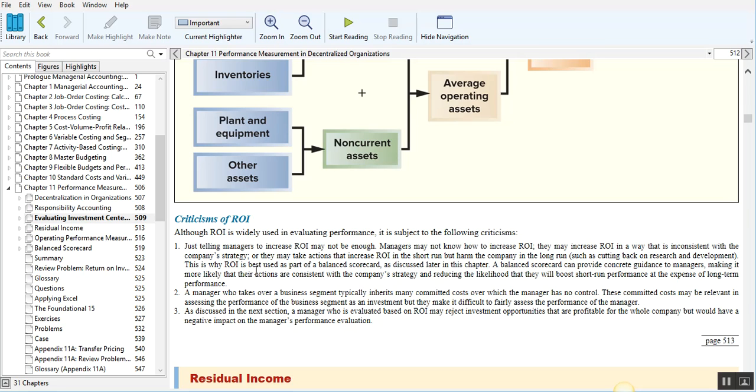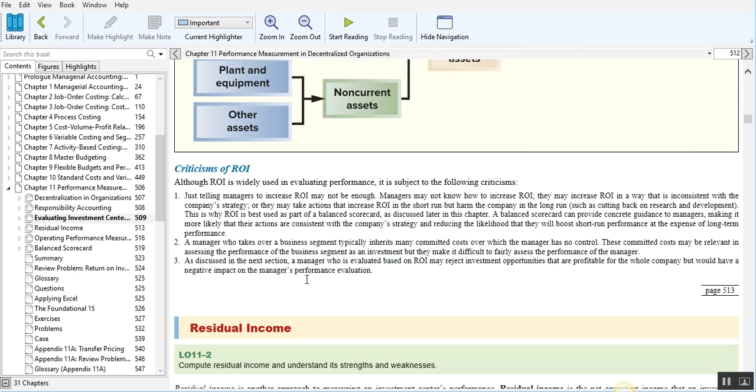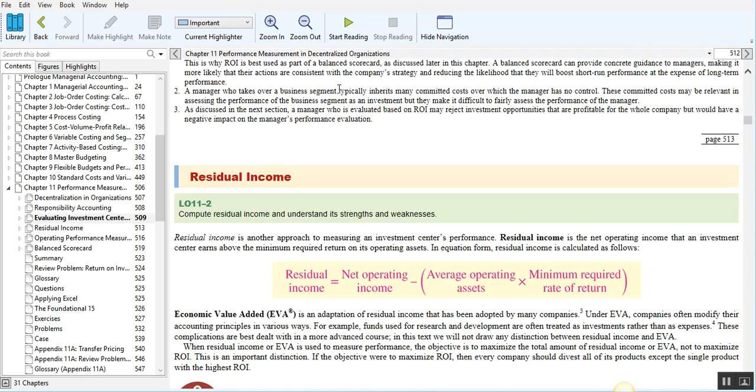What they identify here in these comments is that ROI is best used as part of a balanced scorecard, meaning that there are other measures of performance that are applied and evaluated besides just the return on investment. Also, one of the other criticisms here is that a manager can take over a segment and basically inherit many things that they did not actually make the decision to proceed with, like costs or revenues. And they may either get credit for what a prior manager did or be blamed for what a prior manager did. That can be a problem.